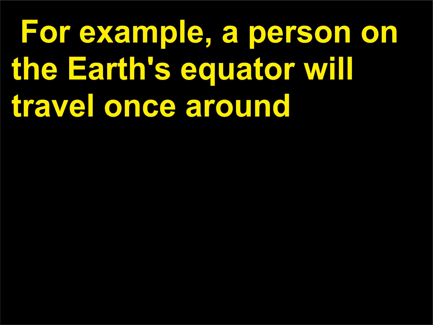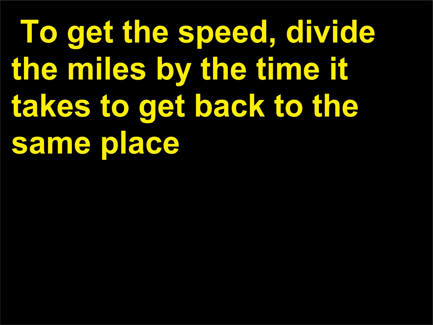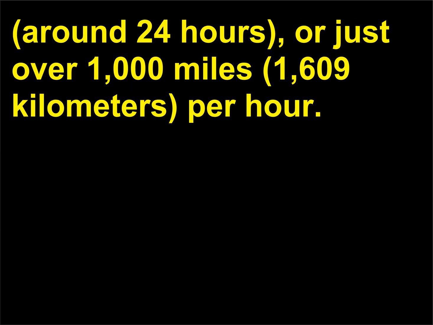For example, a person on the Earth's equator will travel once around the Earth's circumference, or 24,900 miles (40,079 kilometers), in one day. To get the speed, divide the miles by the time it takes to get back to the same place. Around 24 hours, or just over 1,000 miles (1609 kilometers) per hour.